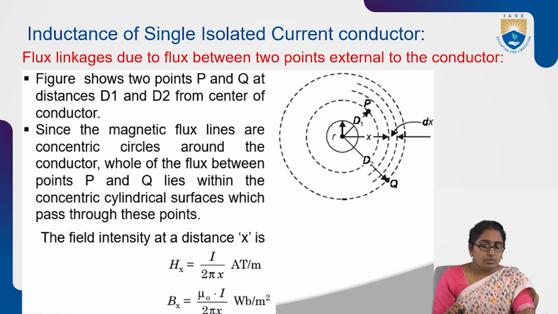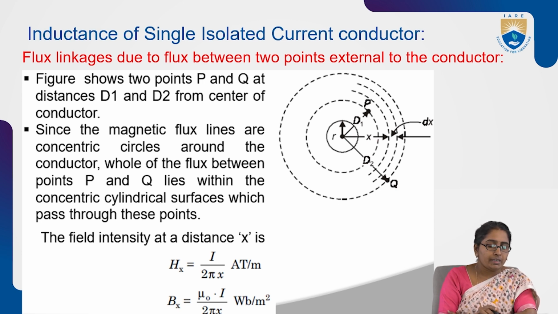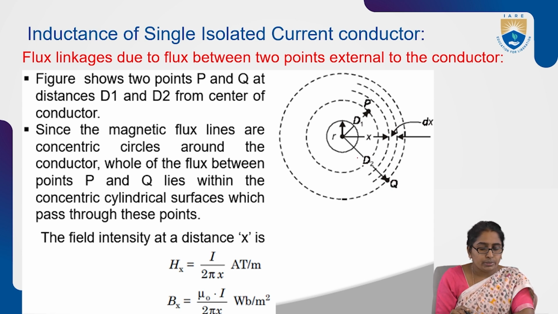So look here, there is a conductor whose radius is small, and we consider 2 points, as mentioned here. There are 2 points P and Q which are considered externally to the conductor, whose distances are D1 and D2. So outside the conductor there is a point P at a distance of D1 meters, and another point Q at a distance of D2.